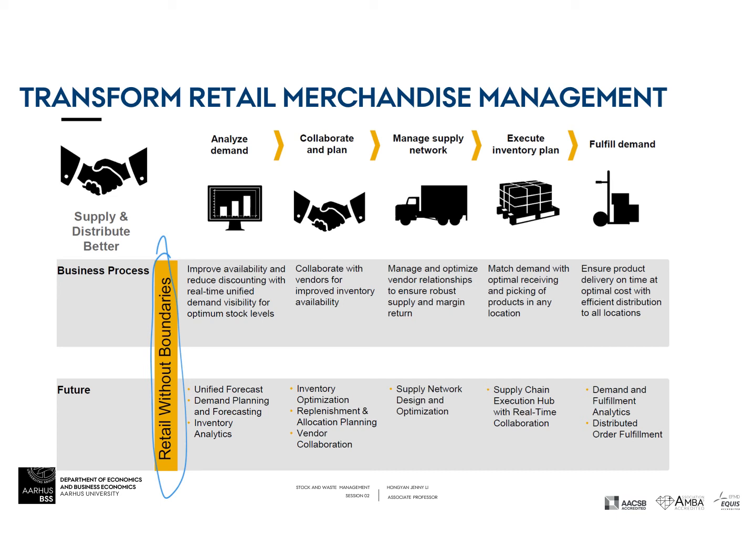And then individual processes as illustrated in the middle block. Now for the future, we're interested in having a unified forecast, so unified demand planning and inventory analytics, and then furthermore collaborative planning to support inventory optimization and replenishment, allocation planning and vendor management. And then we have supply network design optimization and a supply chain execution hub with real-time collaboration, demand and fulfillment analytics, distributed order fulfillment.